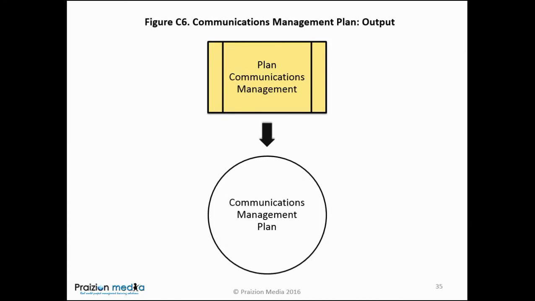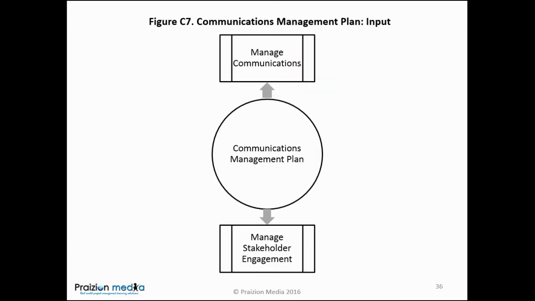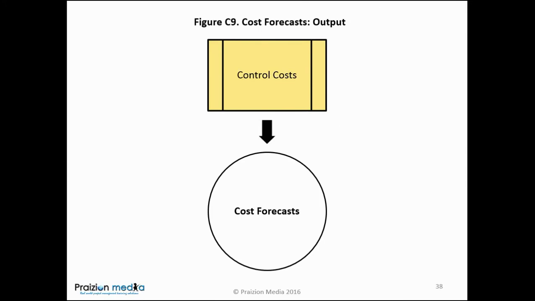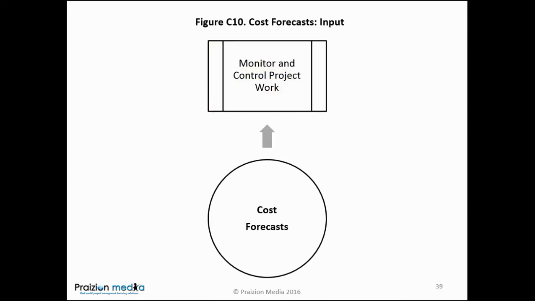It comes from plan communications management. Where does it go? It goes to manage communications and manage stakeholder engagement. These are relationships that are good for you to know. Determine budget gives you the cost baseline. Control cost gives you cost forecasts. Cost forecasts, of course, you remember, go to monitor and control project work.